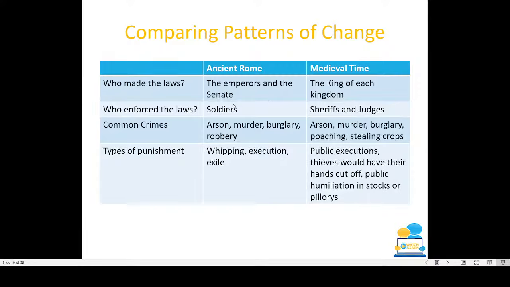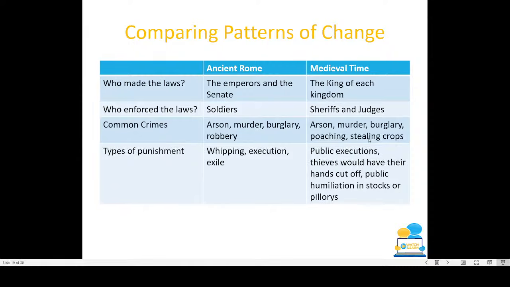But who enforced the laws? In ancient Rome, the soldiers enforced the laws. Meanwhile, in medieval times, sheriffs and judges would have been in charge of enforcing the laws. The common crimes that took place are very similar: we have arson, murder, robbery, which come up both times. But then poaching and stealing crops are really common in the Middle Ages as well.